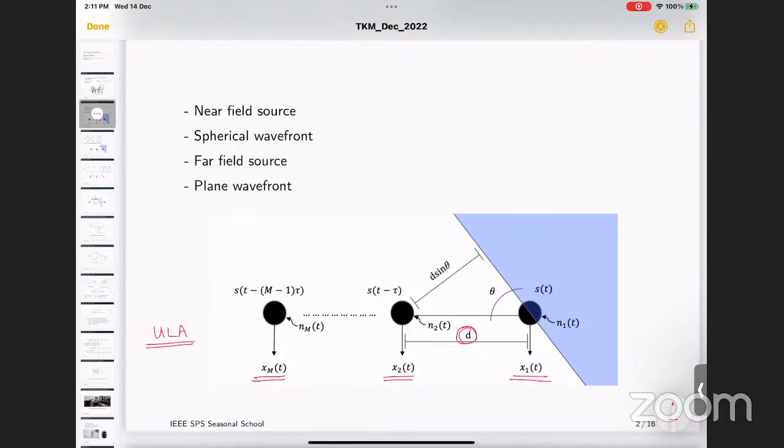Now what is going to happen is, you have some source. In the case of a microphone array, the source can be a sound source somewhere over here, which is going to generate some sound.